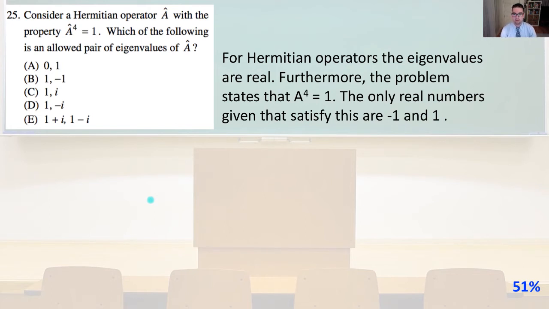So for Hermitian operators, the eigenvalues are real. Furthermore, the problem states that A hat to the 4th equals 1. So the only real numbers that satisfy this, and the key note is only real numbers, are -1 and 1. And so that's just answer B.